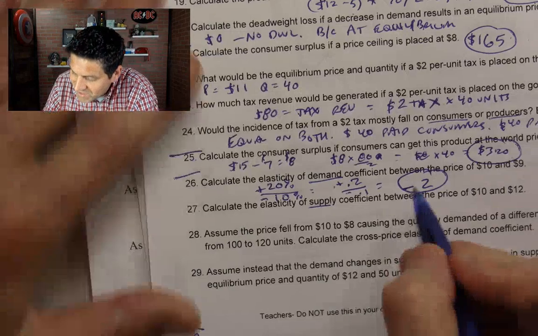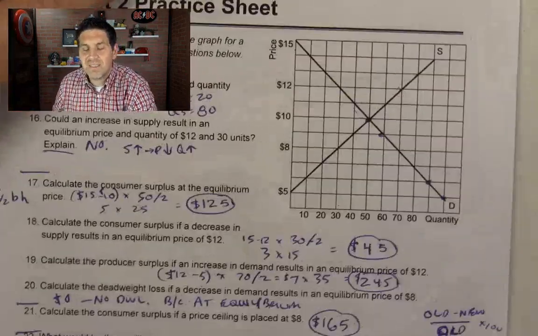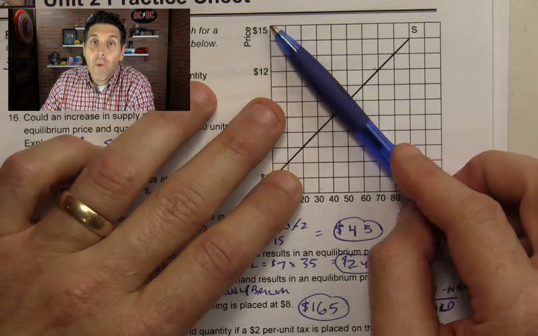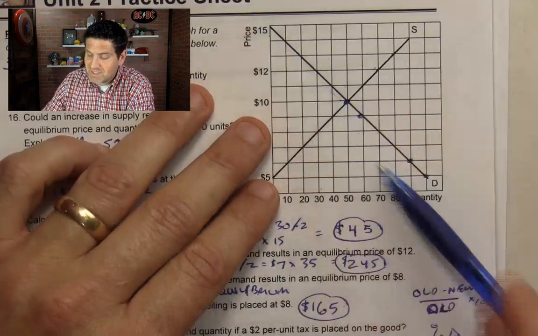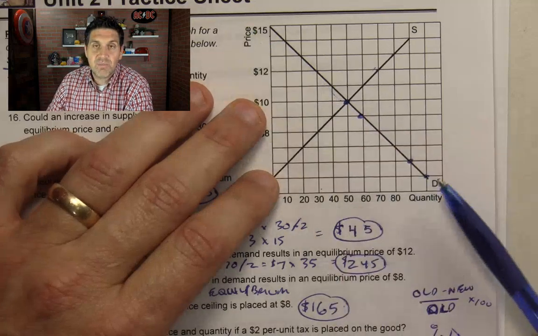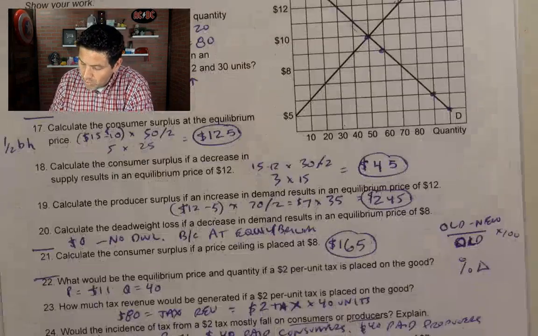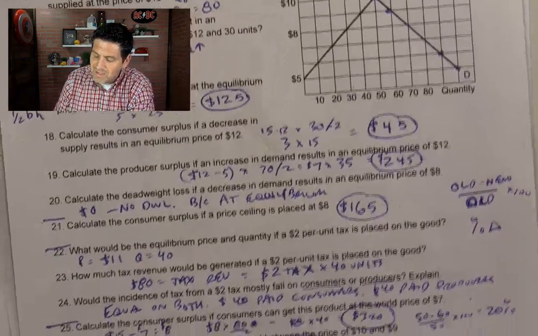Now that negative is key. I want you to always understand that the elasticity of demand coefficient is always negative. It has to be, because of the inverse relationship between price and quantity. In other words, when the price went down, the quantity went up, right? So -2 is the price elasticity demand coefficient.